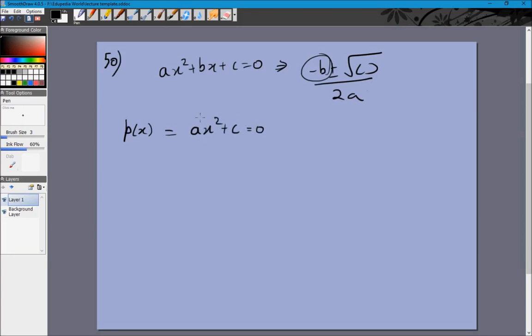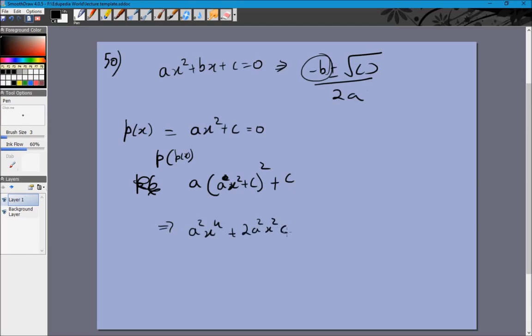And then we are asked what are the solutions of p of p(x). That means you put p(x) back into this. So you have a times x squared. Now x is p(x) now because we are looking at p of p(x). p(x) is ax squared plus c. Put that inside this. So (ax squared plus c) whole squared plus c, which gives me a squared x to the power 4 plus 2a squared x squared c plus ac squared plus c, and this is equal to 0.